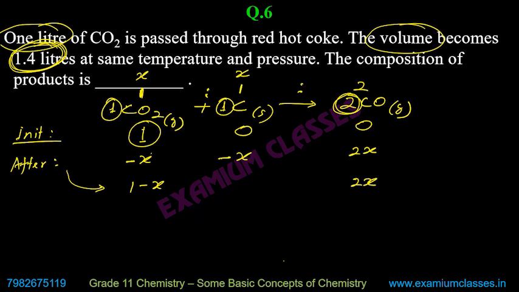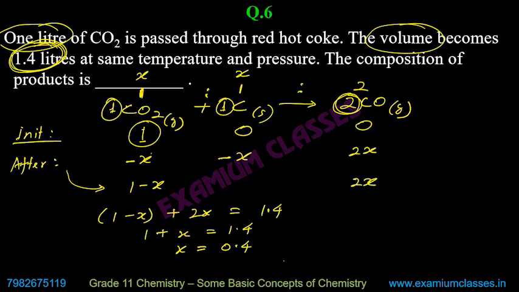So it means the sum of these, 1 minus x plus 2x, will be 1.4 liters. Means 1 plus x equals 1.4, x equals 0.4. So the value of x, we got 0.4.